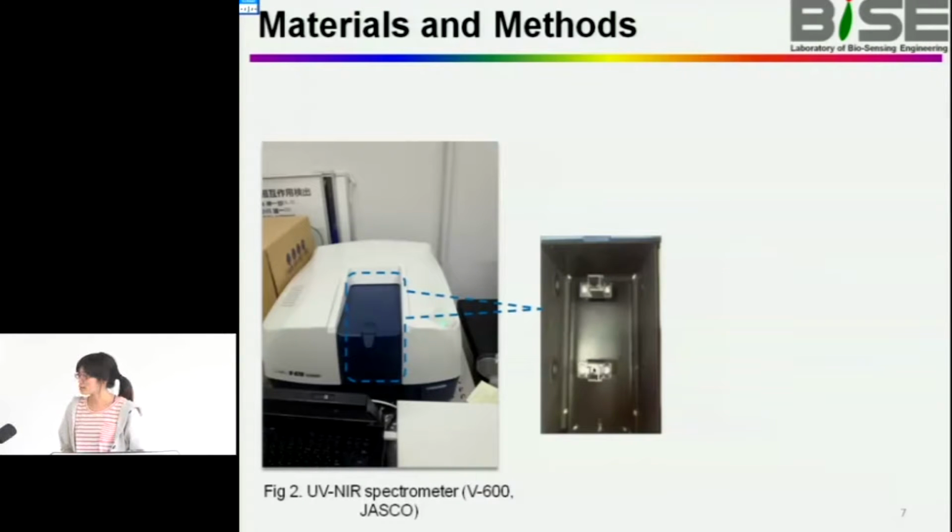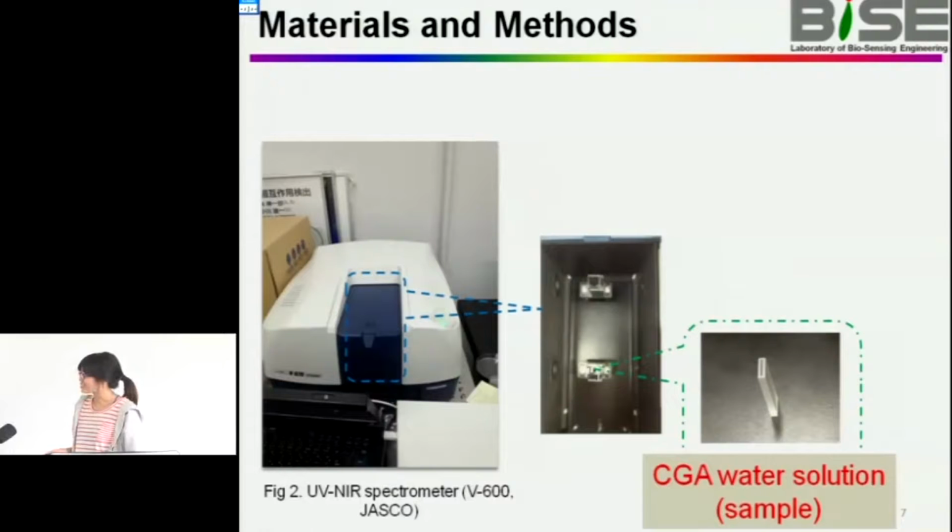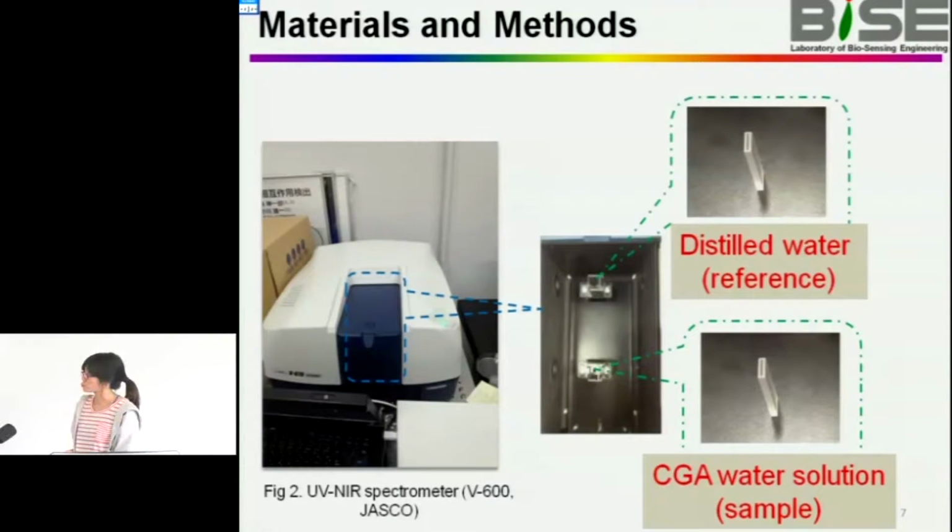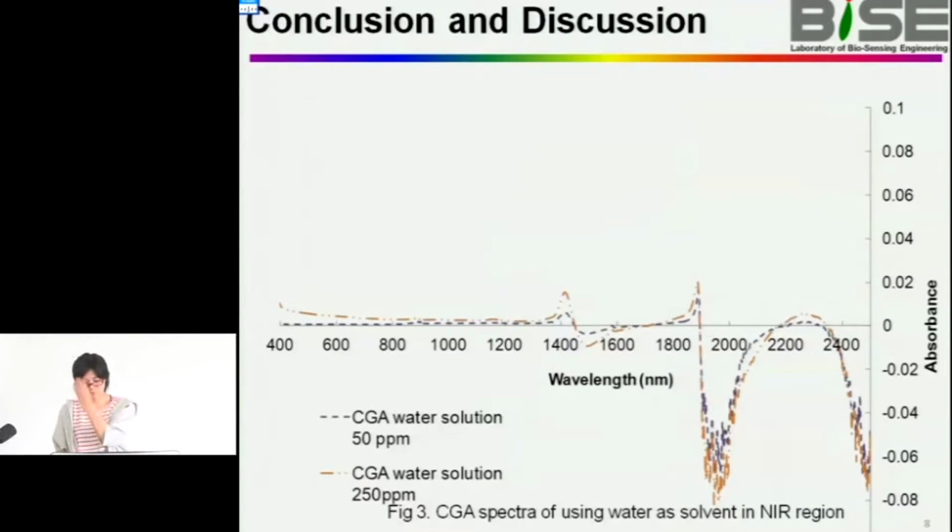This is the device I use in my experiment, a UV-NIR spectrometer. Inside it there are 2 beams. One is for sample detection and one is for reference. In this experiment, the sample is the CGA water solution, and as the reference I choose pure distilled water. Then I get the CGA spectrum.